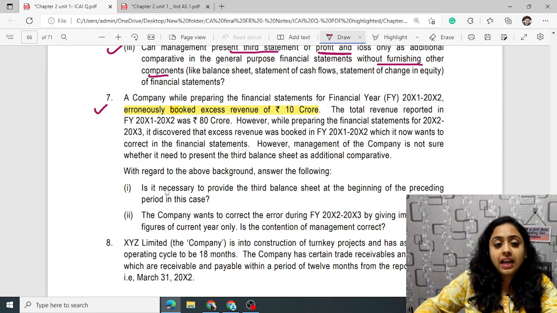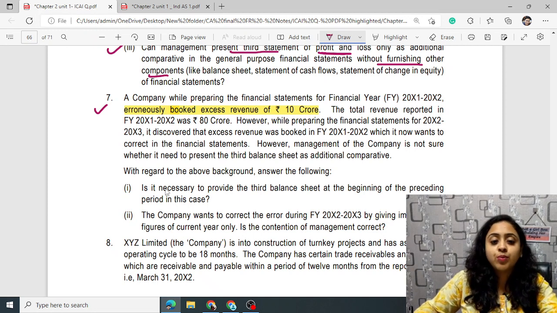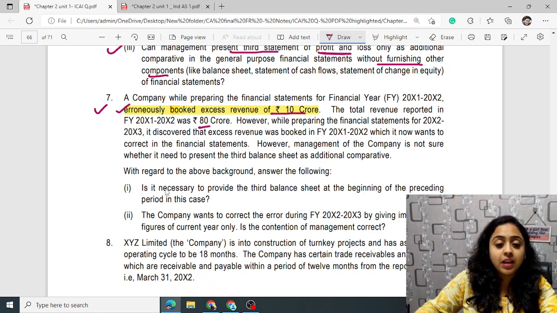Seventh, a company preparing the financial statements for financial year 2001-02 erroneously booked excess revenue of rupees 10 crore. Okay, there is an error. The total revenue reported in 2001-02 was 80 crore. Okay, 10 crore have been excess revenue. However, while preparing the financial statements of 2002-03, it discovered that excess revenue was booked in 2001-02, which it now wants to correct.